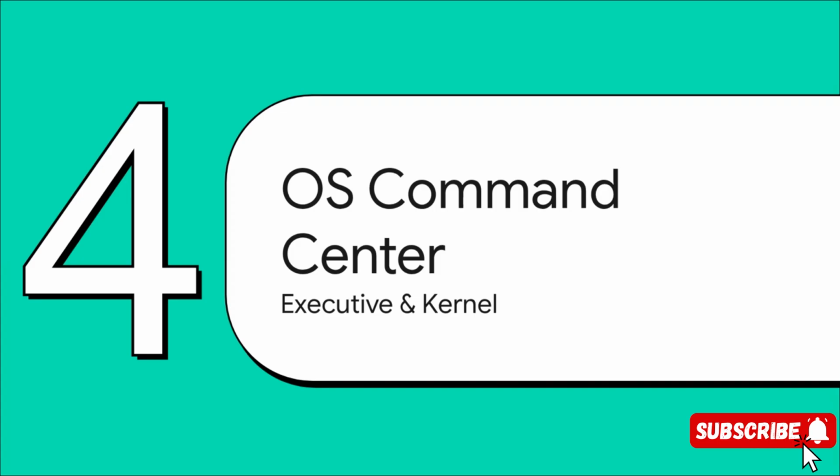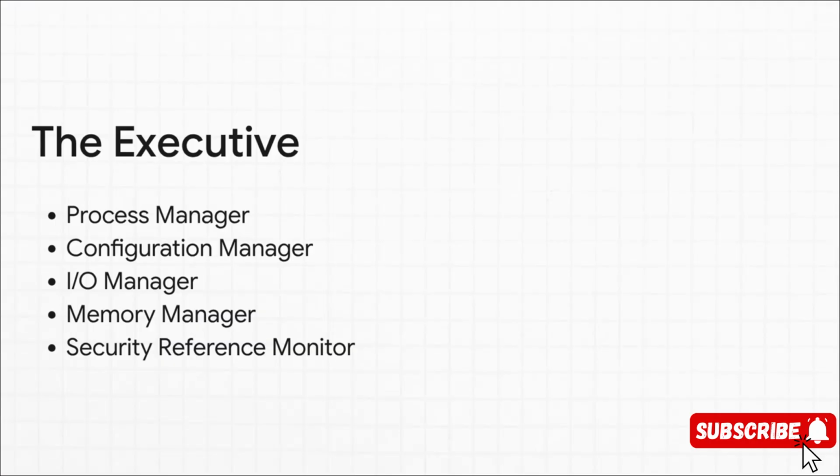Now let's check out the two main components that make up the absolute heart of Windows, the executive and the kernel. First up, we have the executive. Think of this as the operating system's management team or its cabinet. You've got the process manager, who's in charge of starting and stopping programs, the memory manager, who doles out RAM, the I/O manager, handling all your files. These guys make the big policy decisions. They decide what needs to be done.